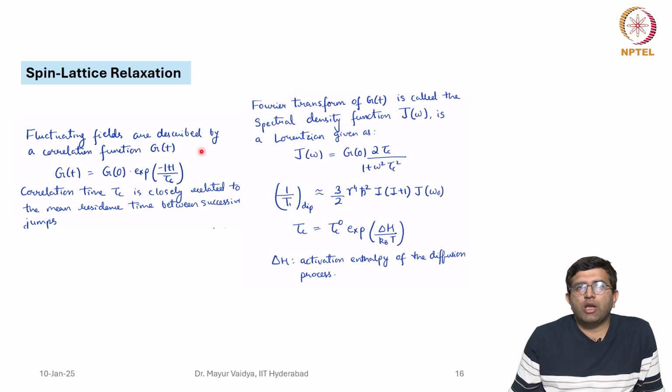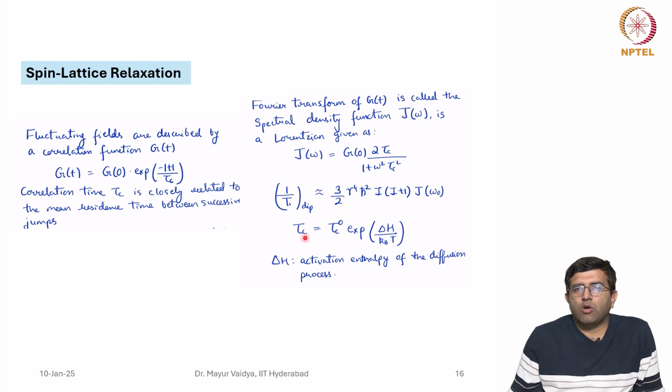The Fourier transform of this function G of t is called the spectral density function J of omega, which is a Lorentzian function, and it is written as G0 into 2 tau c by 1 plus omega square tau c square. And 1 over T1 for the dipolar case is related to this J of omega naught by this particular expression. It depends on the spin, I into I plus 1, gamma to the power 4, h bar square, in a factor of 3 by 2.